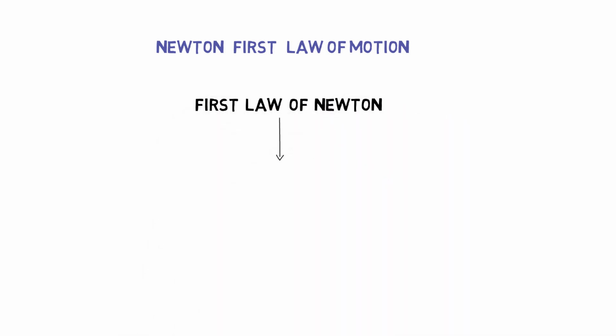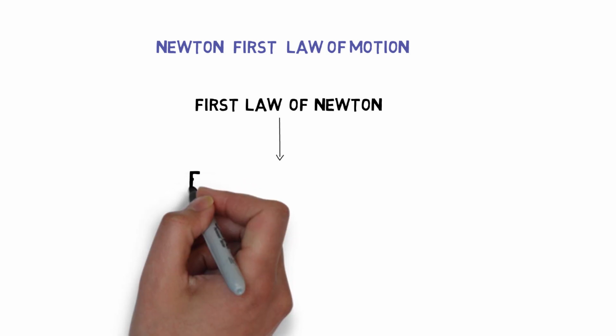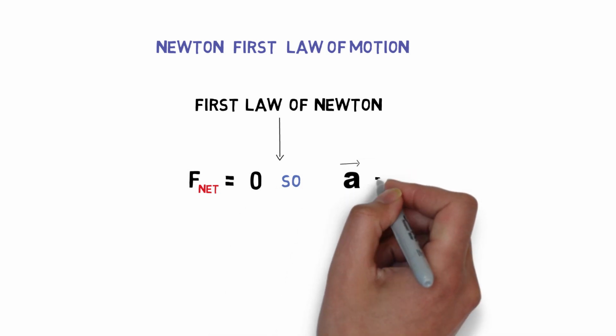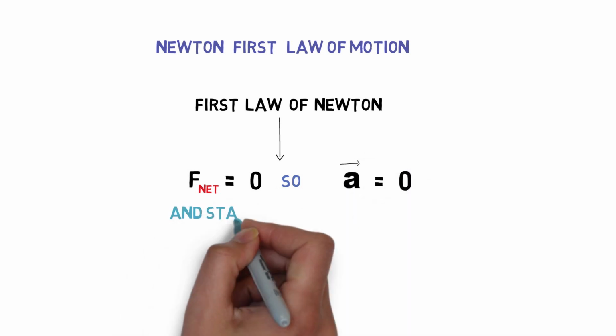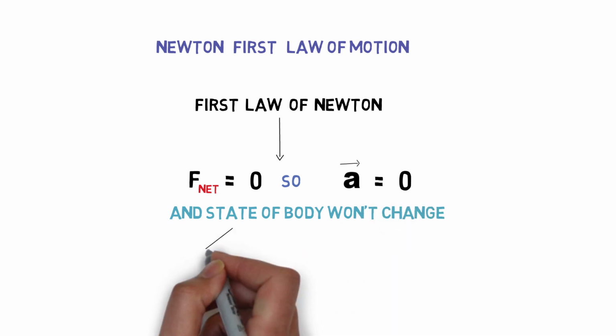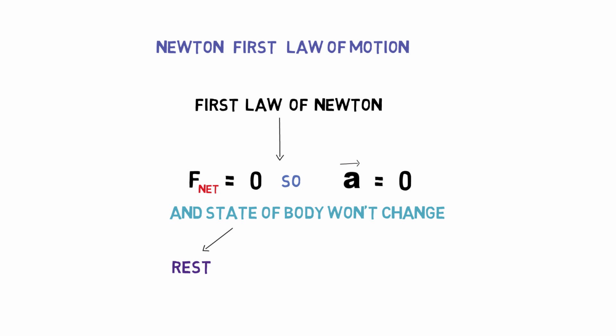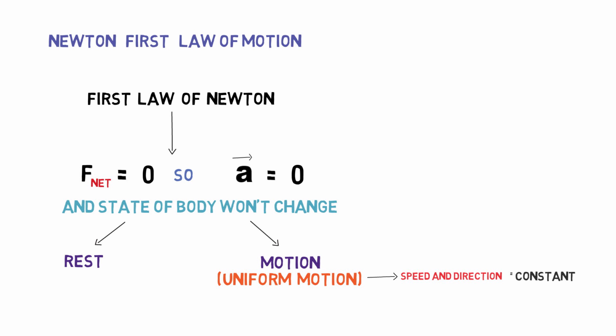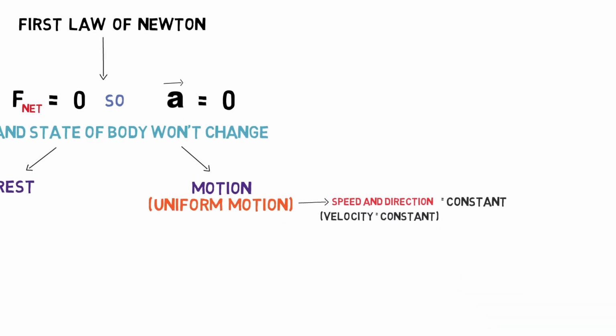The first law of Newton tells us that if a body has a net force equal to 0, then the acceleration of the body will also be equal to 0, and the state of the body won't change at all. So if a body is at rest, it will remain at rest, and if a body is in motion, it will keep its uniform motion. By uniform motion, it means that the body won't change speed or direction, or simply we can say that the velocity of the body will be constant.